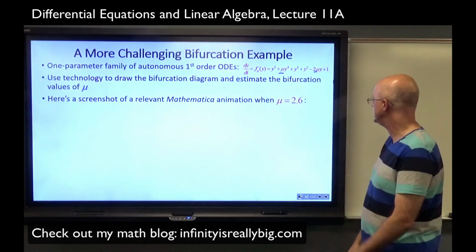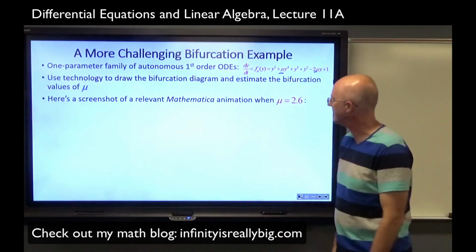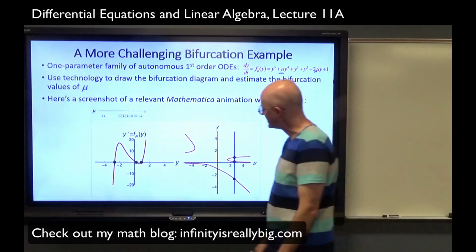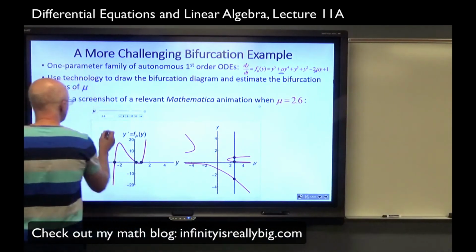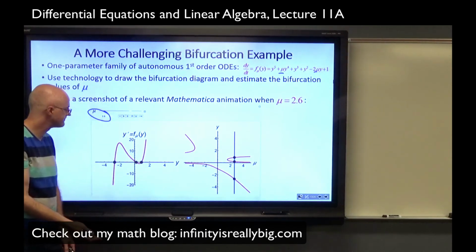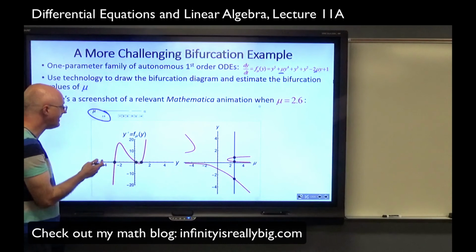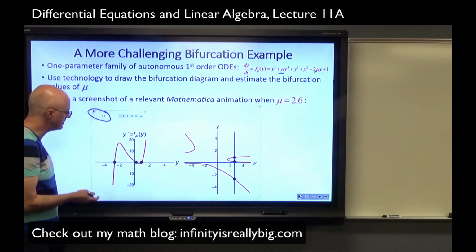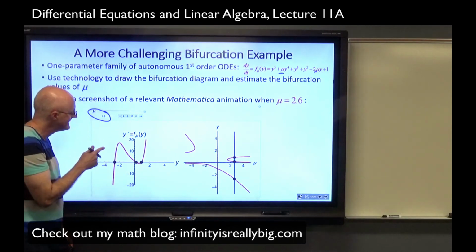And I picked mu to be 2.6. Okay, I could have picked something else. I picked it to be 2.6. Here's the picture. This picture, first of all, you can see that mu equals 2.6 right there. It shows you two graphs. It shows you on the left the graph of the right-hand side function when mu is 2.6. Kind of looks like a cubic, but it is a fifth degree.